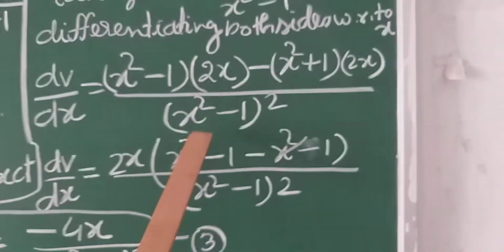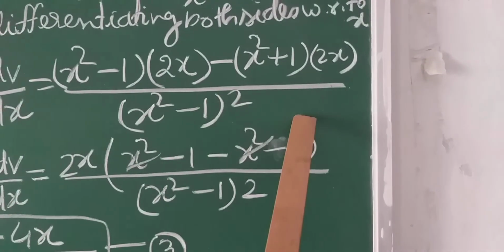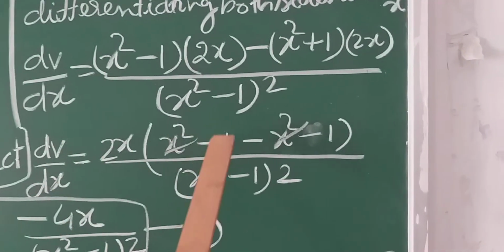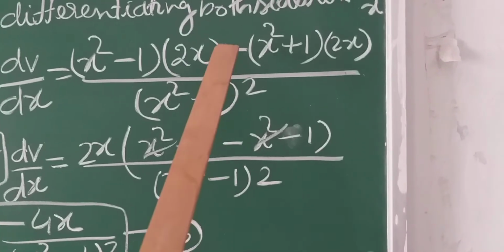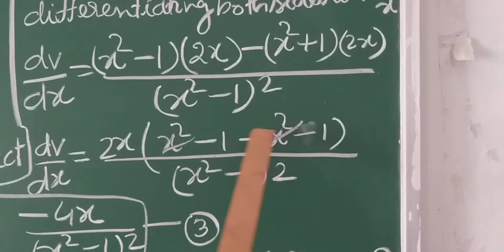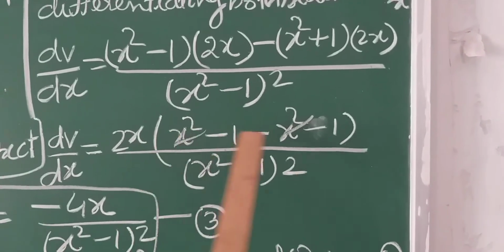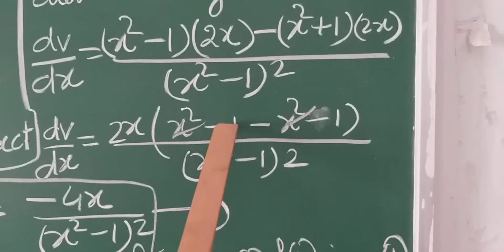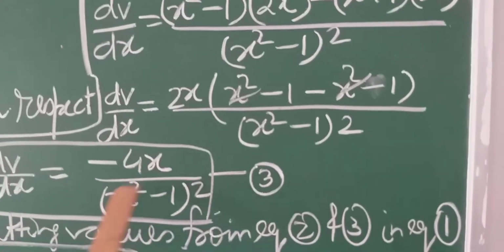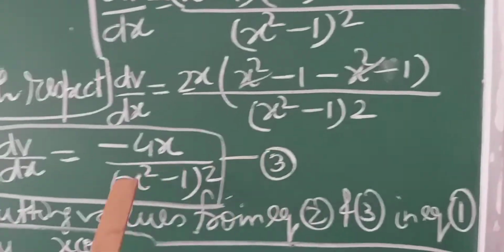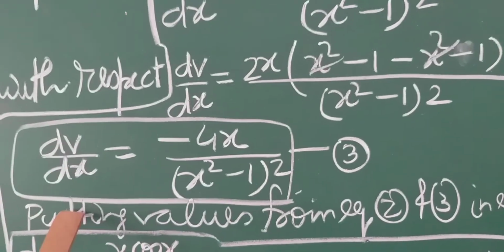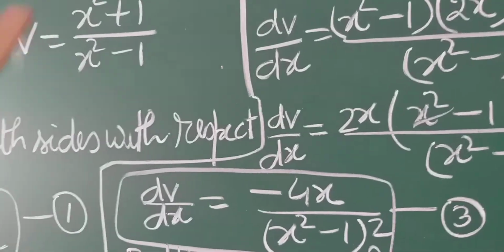Now students, we have denominator square in the denominator. 2x is common. What is left here? x square minus 1. Minus, outside minus, so the sign will be changed: minus x square minus 1. x square cancels, being equal values with different signs. Minus 1 minus 1 is minus 2. Multiply by 2x, minus 4x upon x square minus 1 whole square as it is. So this is the value of dv by dx, or derivative of v.